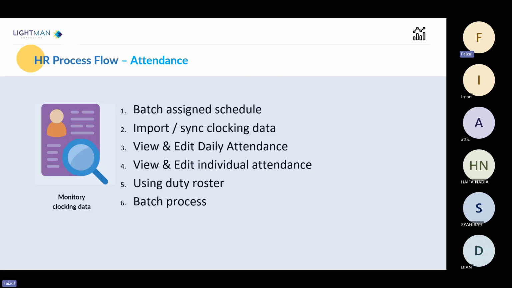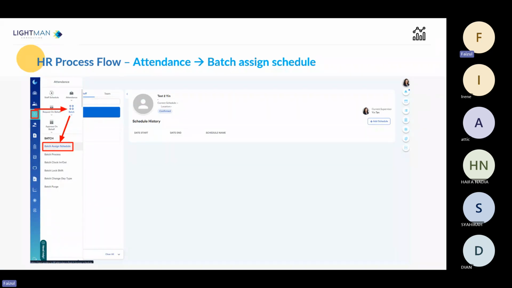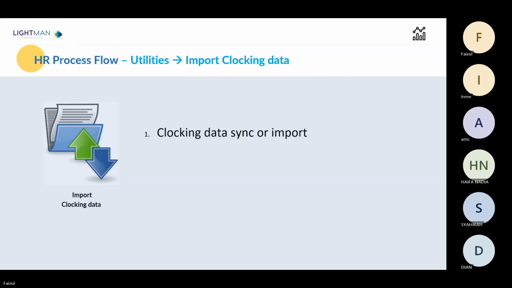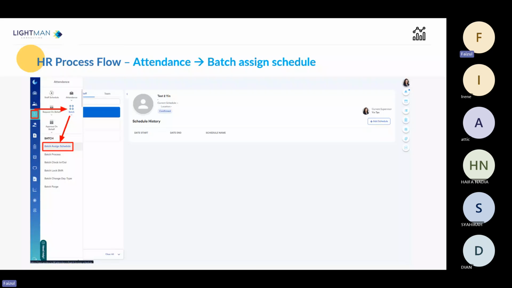Alright, so next is the process for attendance: batch assigned schedule, import or sync clocking data, view and edit daily attendance, view and edit individual attendance using the duty roster and batch process. So this is the monitoring of clocking data. So how to go there? Attendance. How to do the batch assigned schedule? You can choose the attendance, batch assigned schedule.